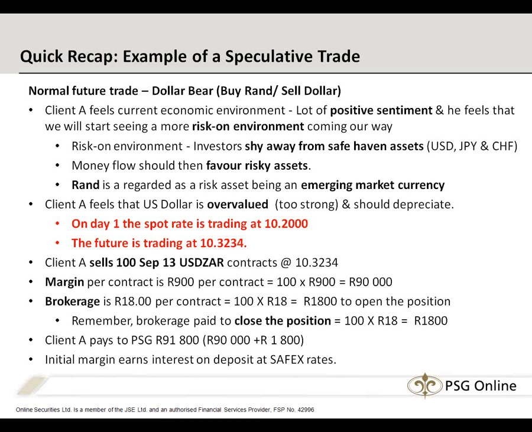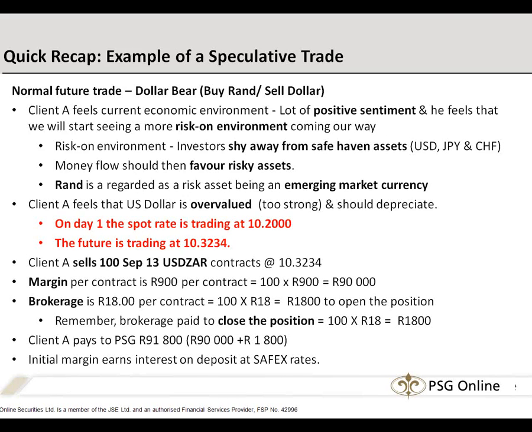So in this situation, he pays the margin over to clients, to PSG, which is 90,000, plus he pays the brokerage. That deposit, by the way, that 90,000, it's always your money. Remember, it's a deposit, so you're earning interest on that money anyway. We just hold it as collateral. That's what we're doing. So remember, you're earning interest on that money.